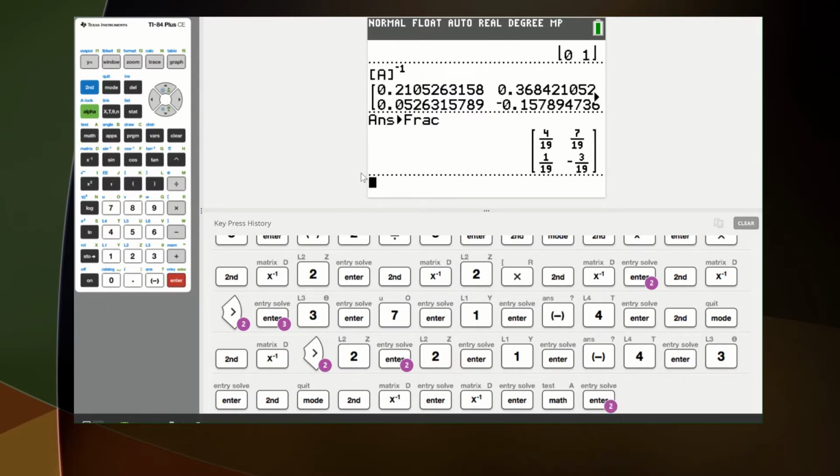And so my inverse of matrix A, which was 3, 7, 1, -4, is 4/19, 7/19, 1/19, and -3/19. And that's pretty simple. And it's a whole lot faster than going through it algebraically. Now let's go find the inverse for matrix B.